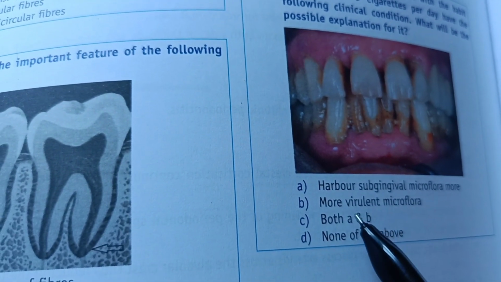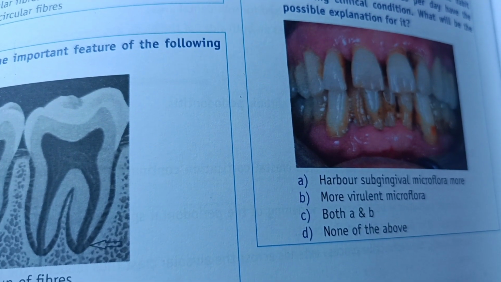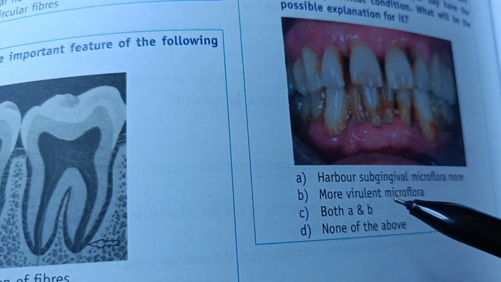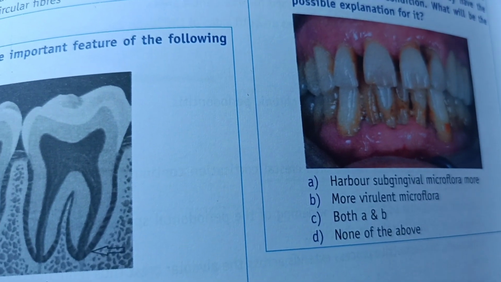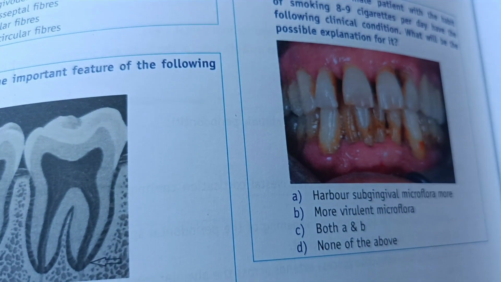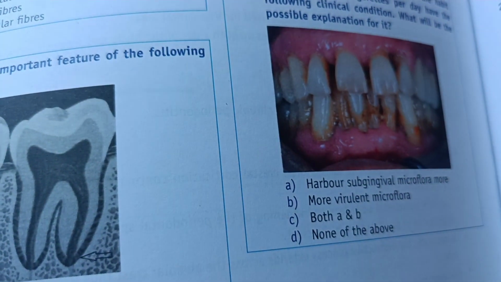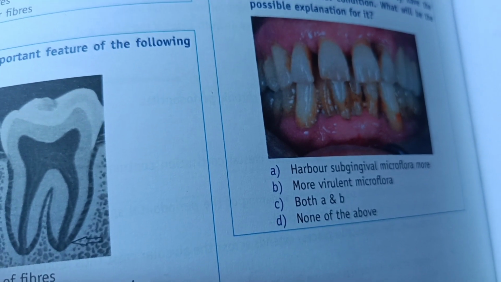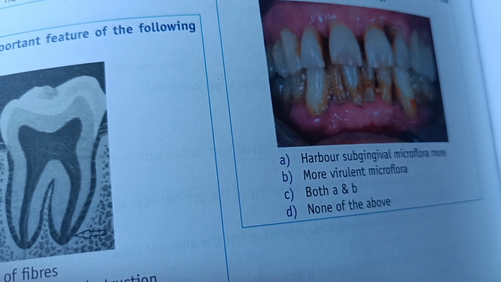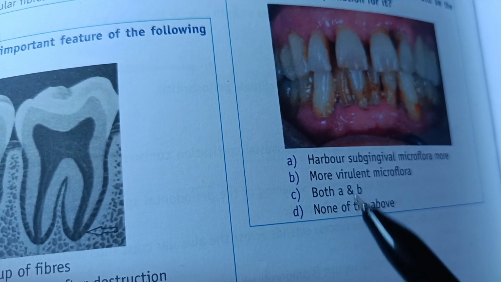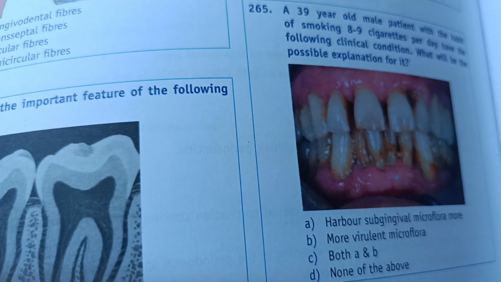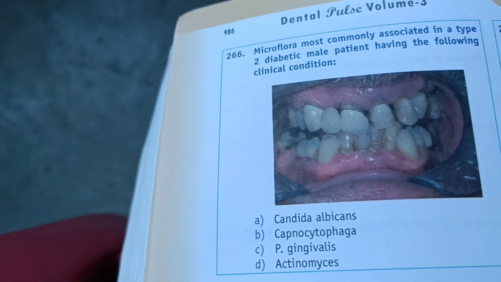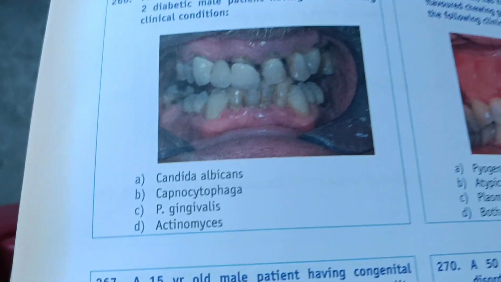The tissue may harbor more pathogenic subgingival microflora, because this is a clear-cut case of periodontitis, and the flora may be more virulent. Obviously we can see the condition, there is bacterial growth. So both A and B are responsible, and option C is the right answer. Now come to the next question. Very important question.